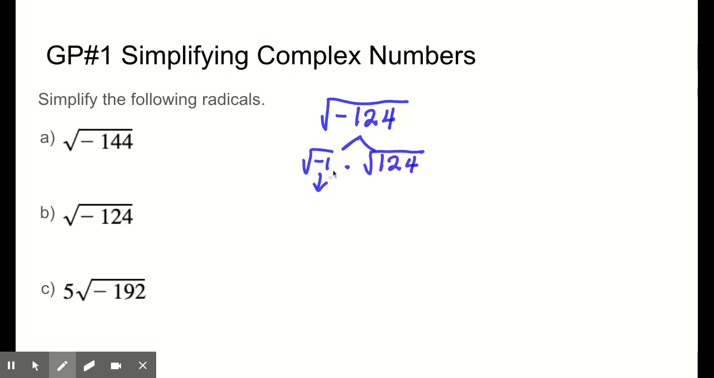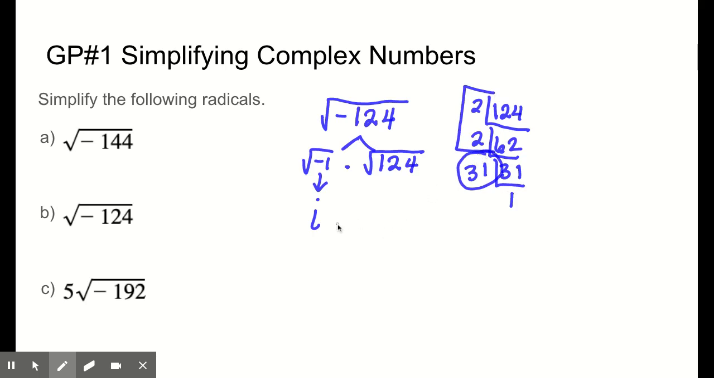We know that the square root of negative 1, again, is i. And what we're going to do here, because 124 is not a perfect square, is we're going to go ahead and cake 124. So if I divide by 2, that leaves us with 62. Divided by 2 gives us 31. 31 is actually a prime number, so that's going to be simply 31 and 1. So I have a pair of 2's and a leftover 31. So this will be i times 2 radical 31.